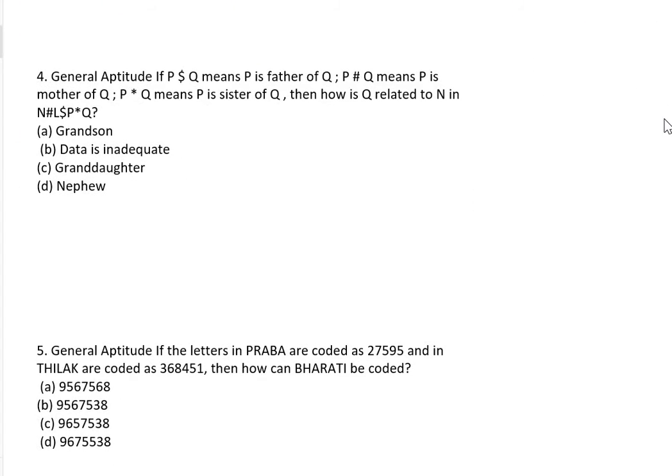Some condition is given. $ means P is a father. So this symbol represents father. The second symbol, slash, represents mother. And then asterisk, star, represents sister. Then how is Q related to N? What is the relationship between Q and N? That is the question.